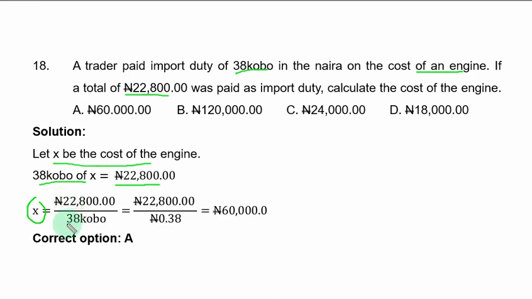So you divide 38 by 100 to convert it to naira, and that is 0.38 naira. If you divide, you have 60,000 naira as the cost of the engine. So A is the correct option.